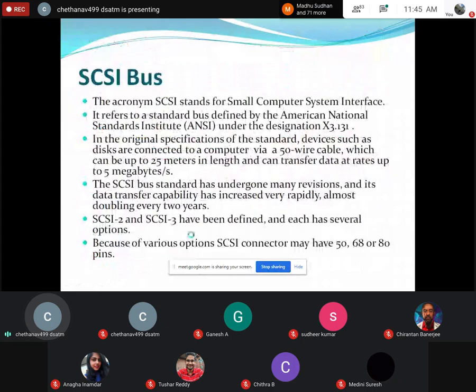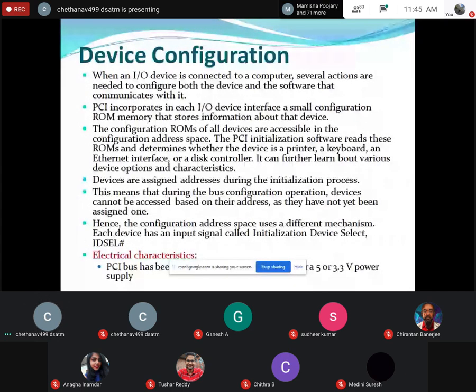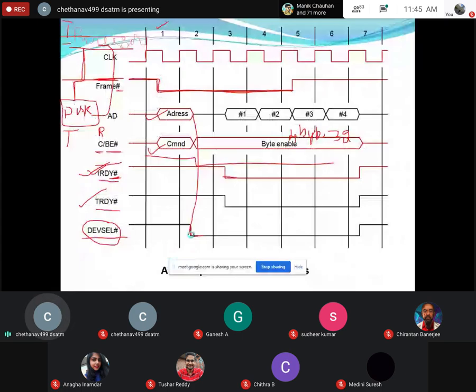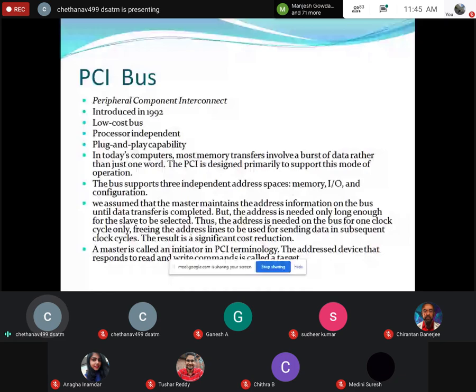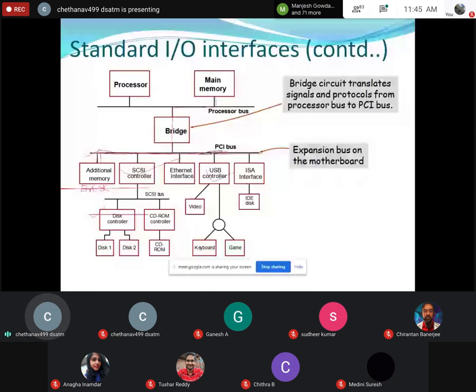Okay, now come to the other bus. I think in the diagram also we have seen this SCSI bus. I'll show you where the SCSI bus will come. Later I can explain the concept. Let's see the diagram first. In this previous diagram itself, we have the SCSI bus. See here. I think you're able to see this.